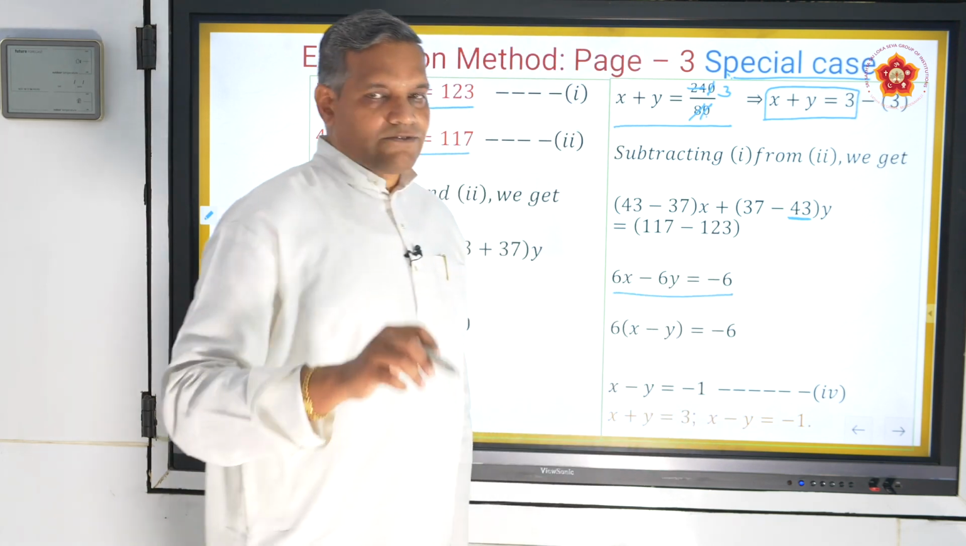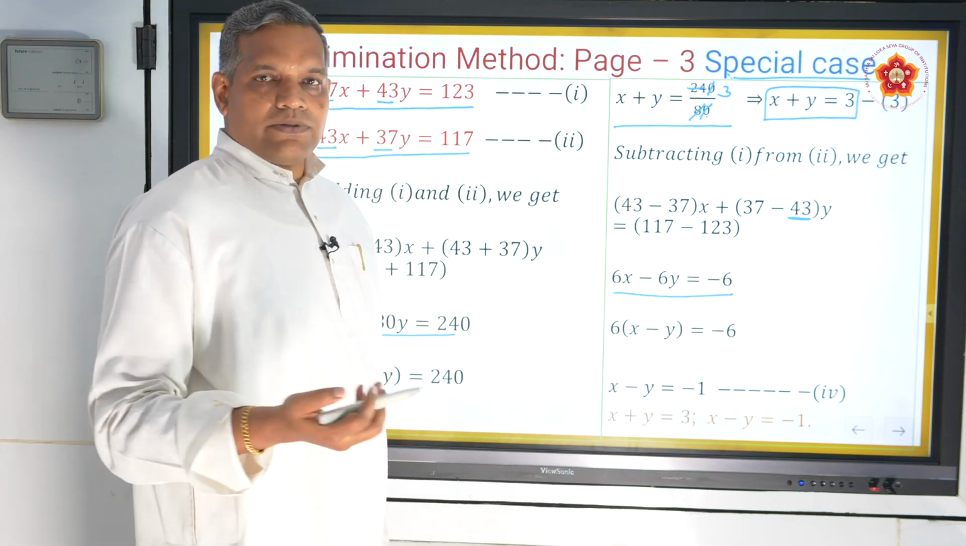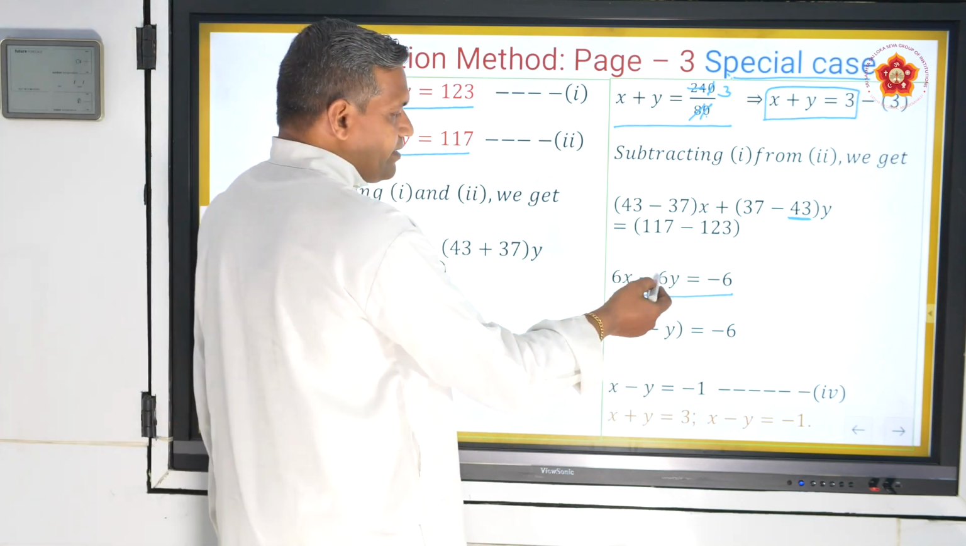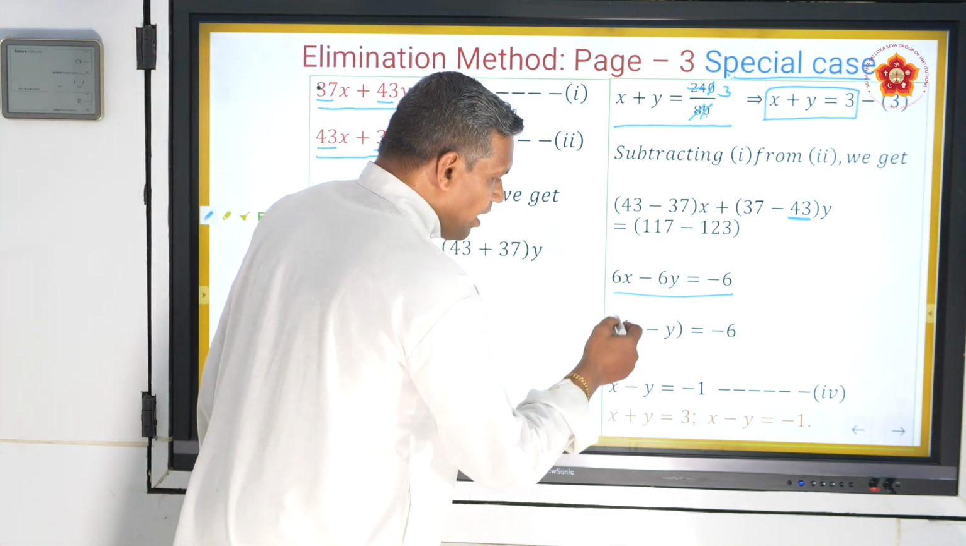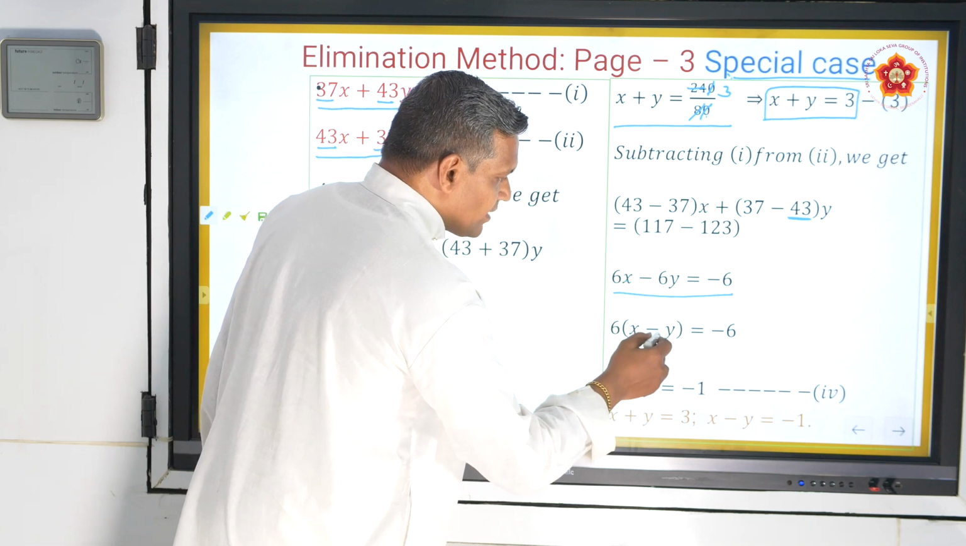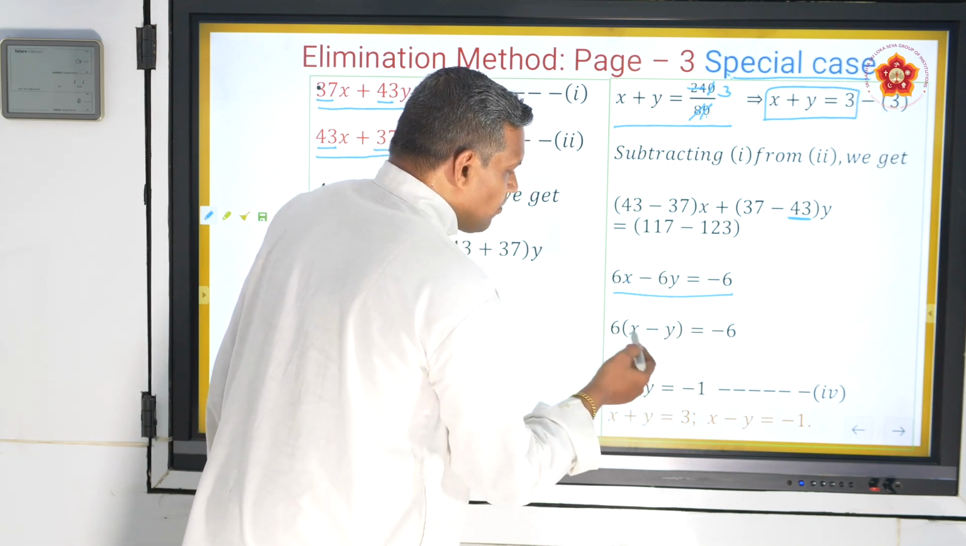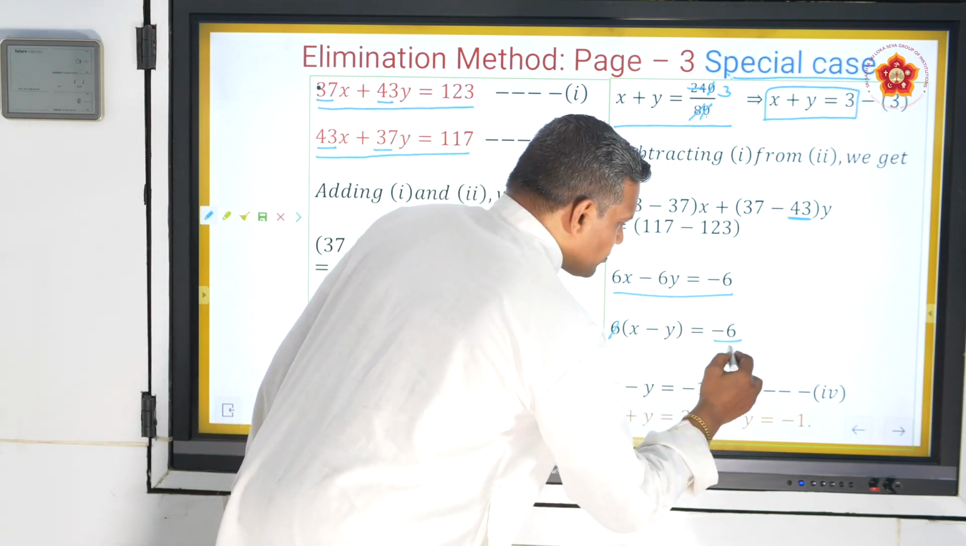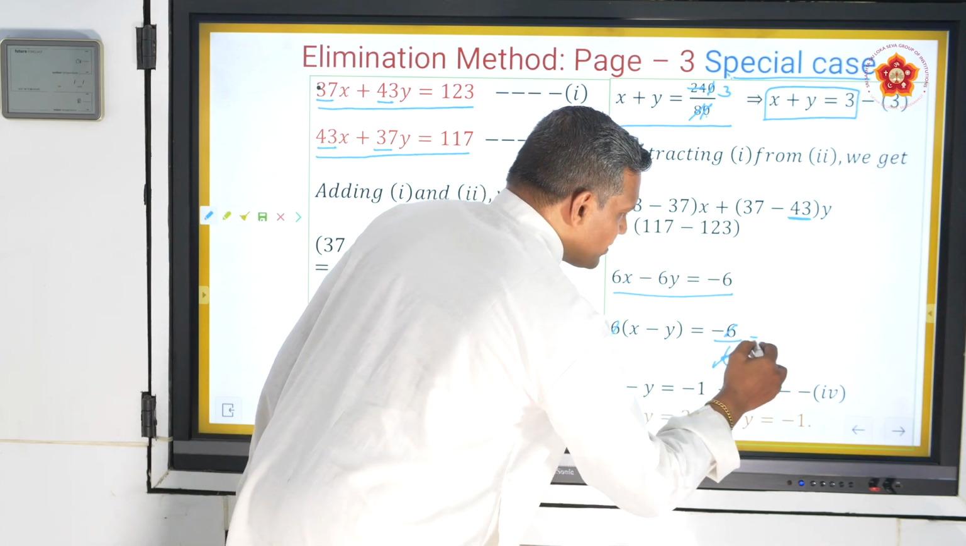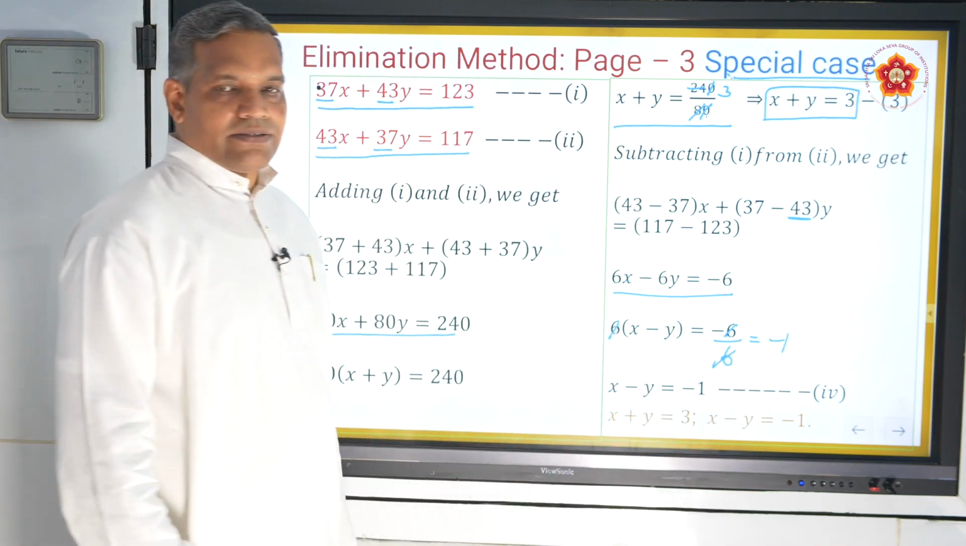Always they give this kind of simple equations. You know what to do. Take 6 common. When 6 is taken common out, x minus y remains is equals to minus 6. When you transpose this 6 to the other side, 6 cancels. Minus 1. Check the answer.